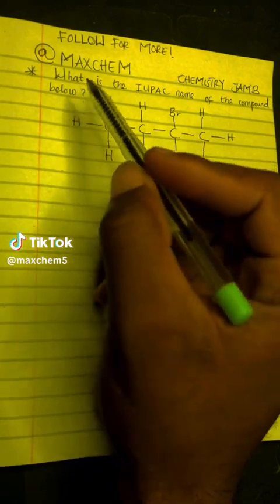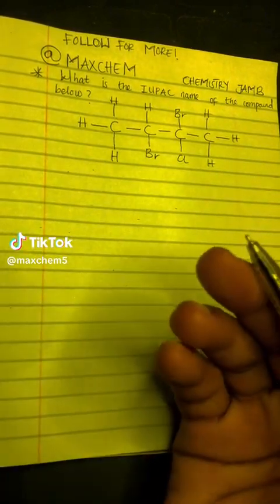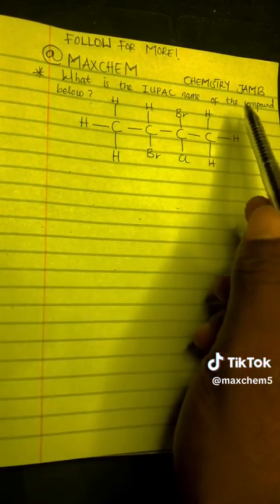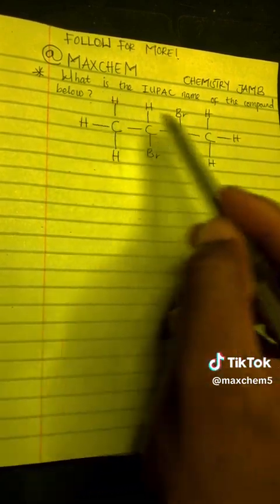Let's say you see this kind of a question in your chemistry JAMB exam. How will you solve it? The question says, what is the IUPAC name of the compound below? You can see the compound.